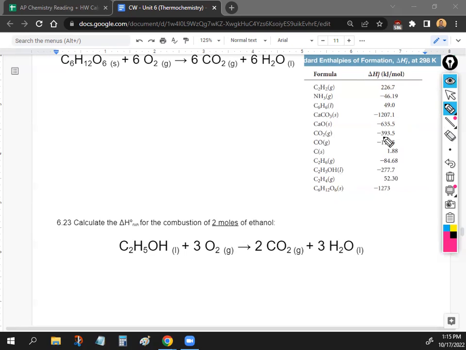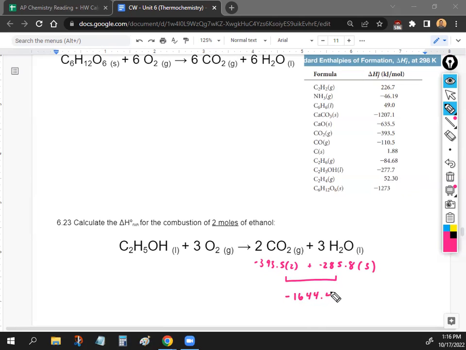For the products, you have CO2, which is negative 393.5, with 2 moles. You multiply that by water, which is negative 285.8, times 3. If you did it by 4 and 6, that's fine too. I'm just going to multiply by 2 at the very end. If you multiply together, you should get negative 1644.